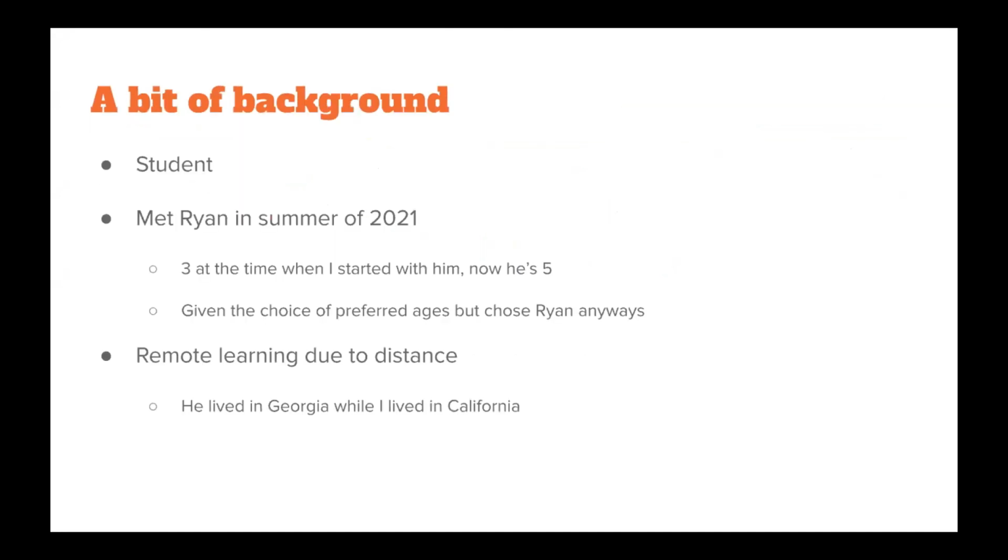So a bit of background, I'm a student right now. I'm a junior in high school, and I met my tutoree, Ryan, in the summer of 2021, and he was 3 at the time when I started with him, and now he's 5. I was given the choice of preferred ages, but I chose Ryan anyway because I wanted to sort of help out someone who wasn't the ideal age group. And we had to do remote learning due to the distance since he lived in Georgia while I lived in California.